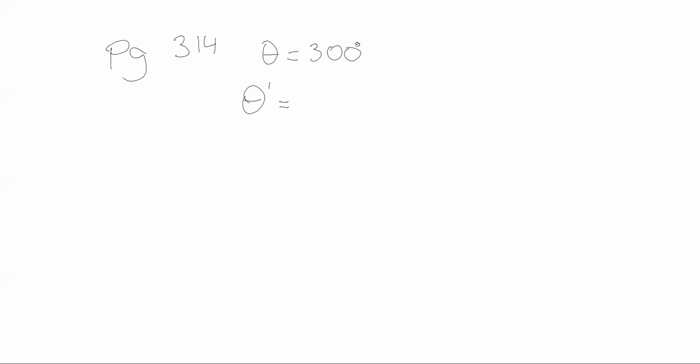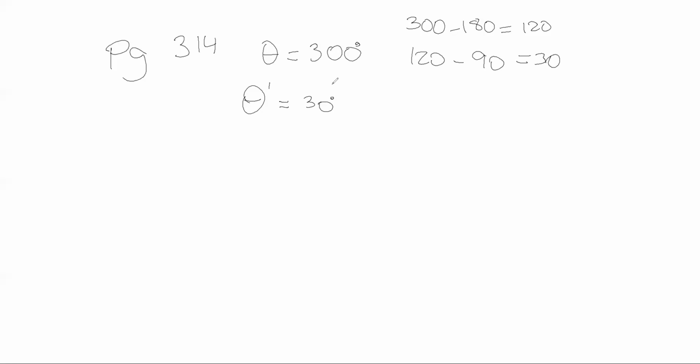We want to keep subtracting multiples of 90 until we're in quadrant 1. So 300, we know we're in quadrant 3. So let's subtract 180 from that. We get 120. And 120 is in quadrant 2. So let's subtract 90 from that. We get 30, which means the reference angle for 300 degrees is 30 degrees.